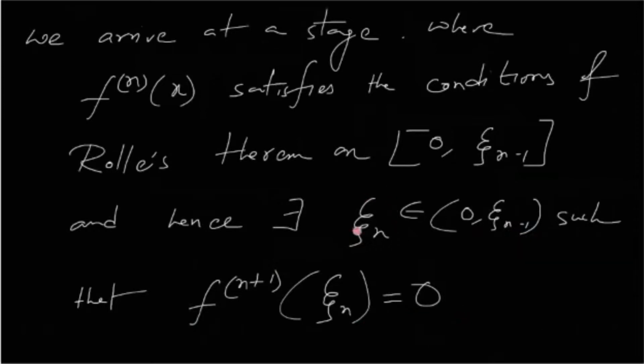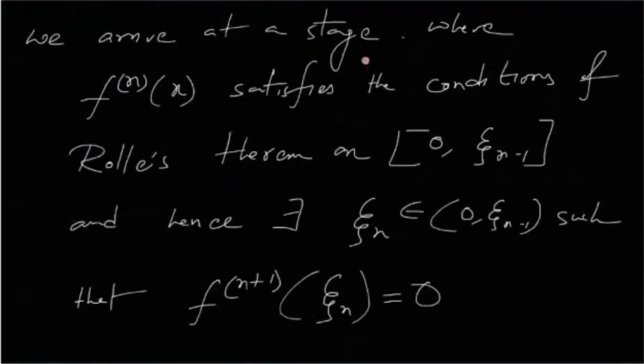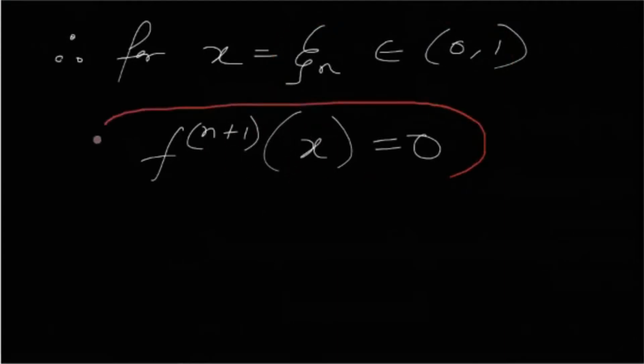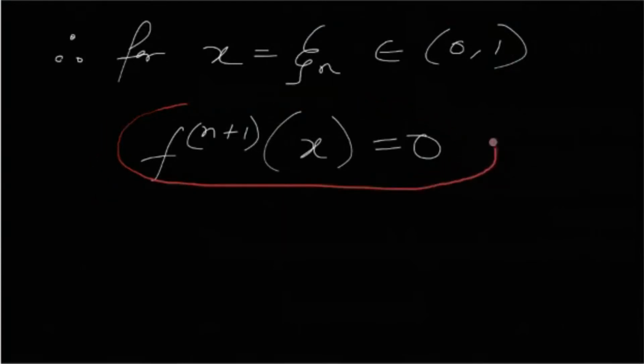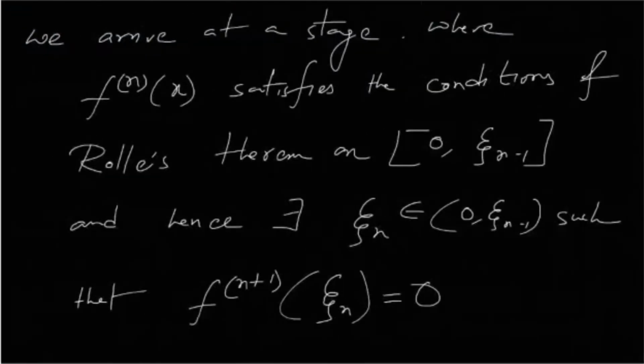This xi n belongs to (0, xi n minus 1), and hence obviously belongs to the open interval (0, 1). That means we have found a point in the open interval (0, 1), which is xi n, such that the (n+1)th derivative of the function at this point is 0. This is the answer. This is the proof. It's a very easy proof. It just needed knowledge of Rolle's mean value theorem, and that's it. Nothing else. It's a very easy problem.